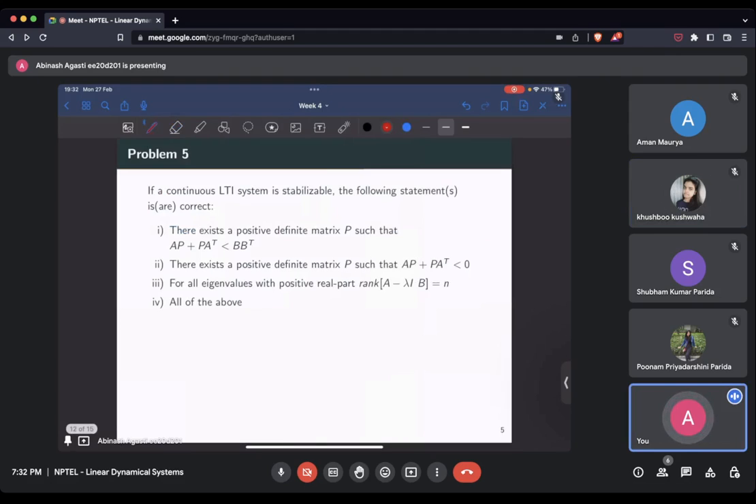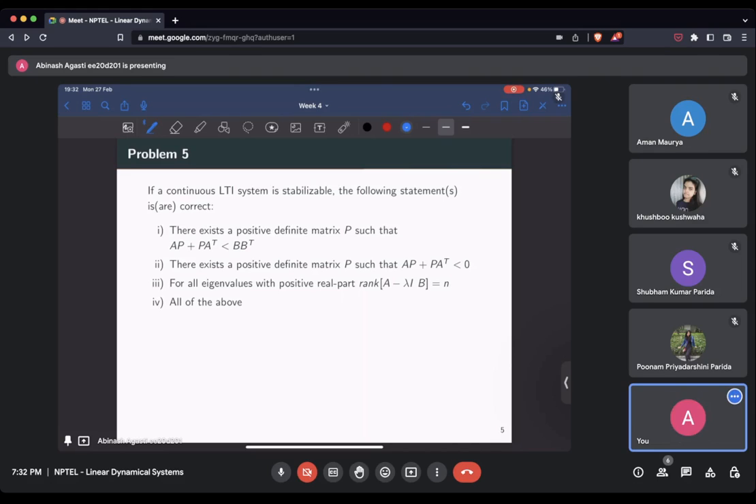Now let's move on to the next question. If a continuous LTI system is stabilizable, the following statements are correct. Now, these actually happen to be equivalent tests for stabilizability. Earlier we had to do this controllable decomposition and then find what the uncontrollable eigenvalues are. There are some easier ways to find whether a system is stabilizable or not.